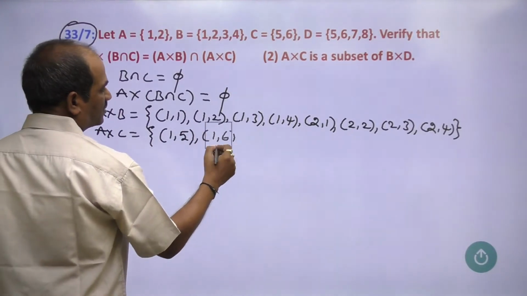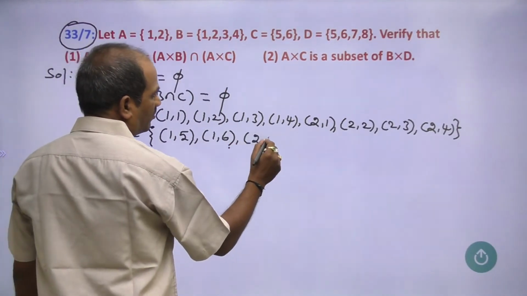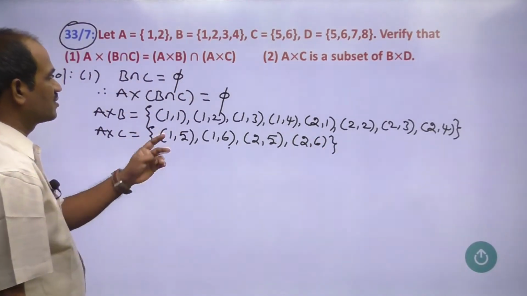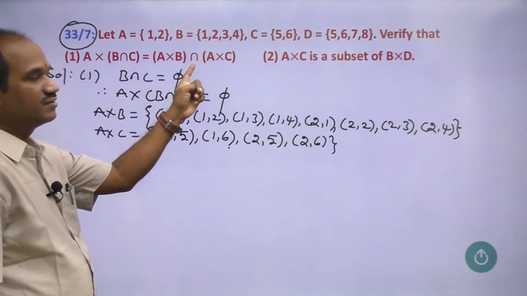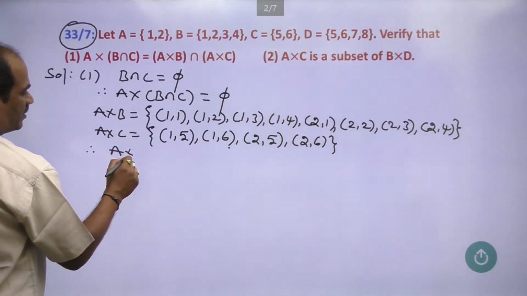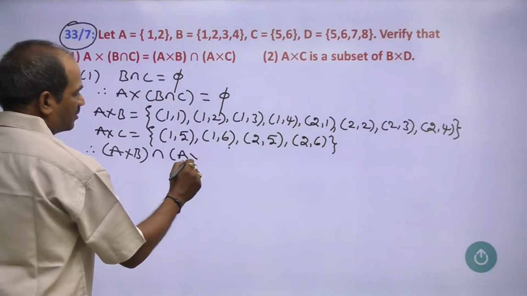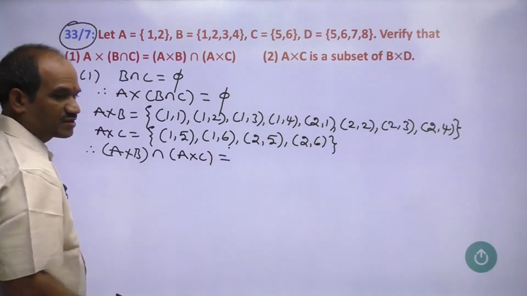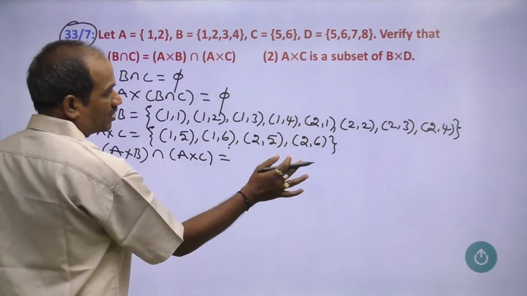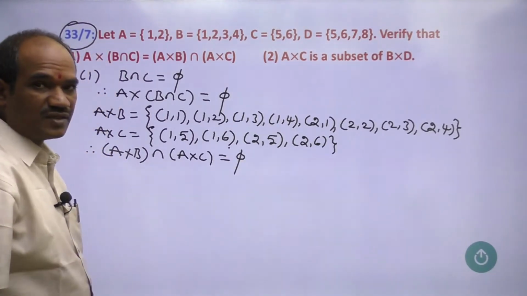Next, the remaining values 1,6; next take 2: 2,5; next remaining 2,6. So that is 2,5, and the next remaining value 2,6. Now on the right-hand side, take the intersection: A×B intersection A×C. Intersection means common elements. Here, 1,1 is not common, 1,5 is not there, so this is also empty. No common elements.